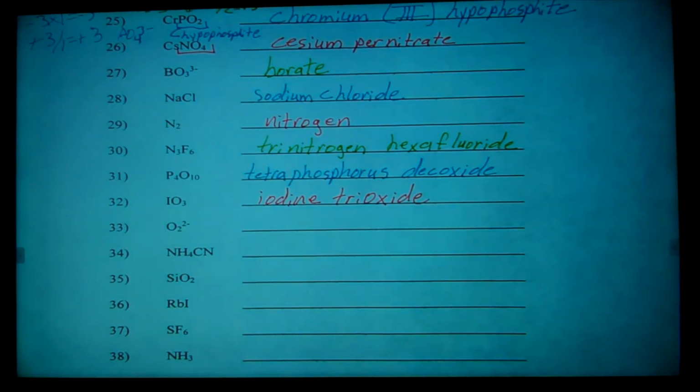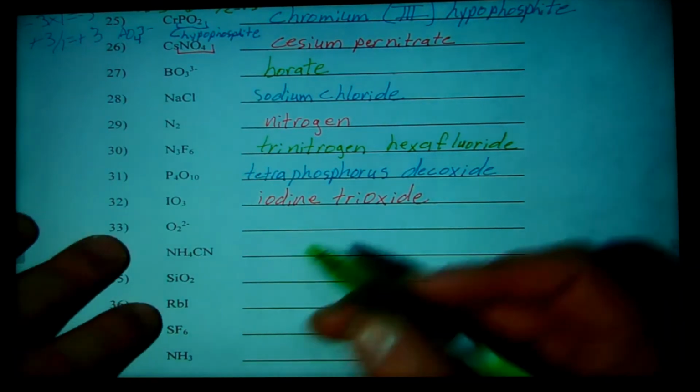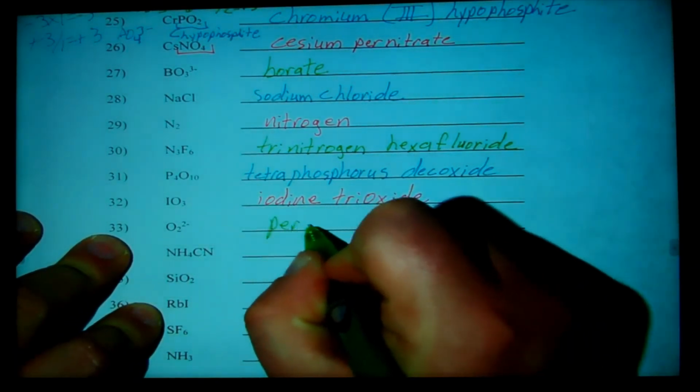O2 2 minus, it's one of those special cases. It is a polyatomic. So in this, you just have to know the polyatomics. This is peroxide.